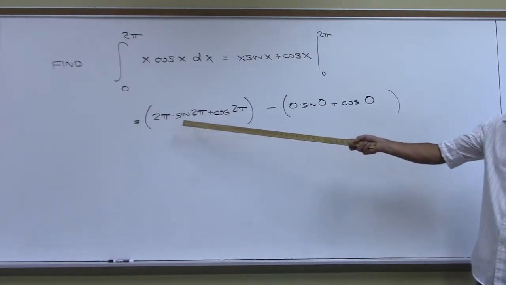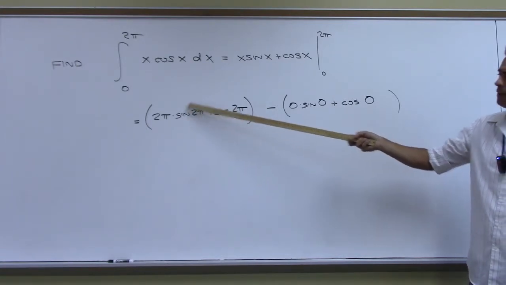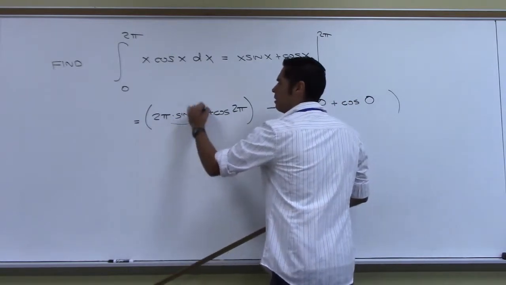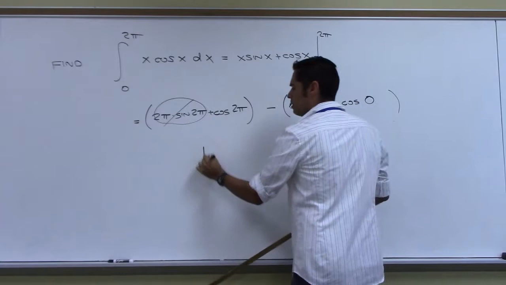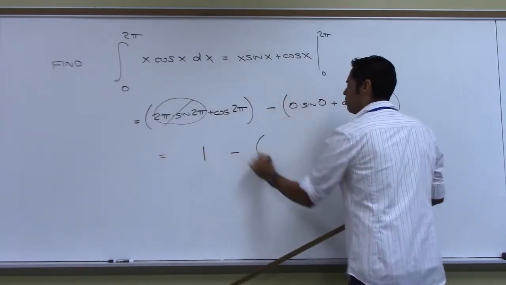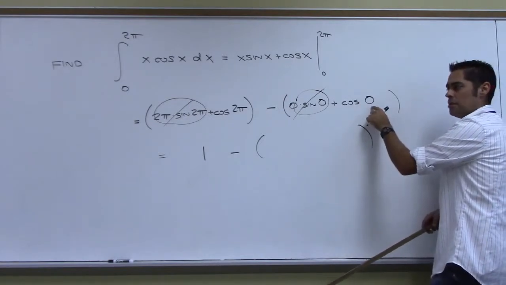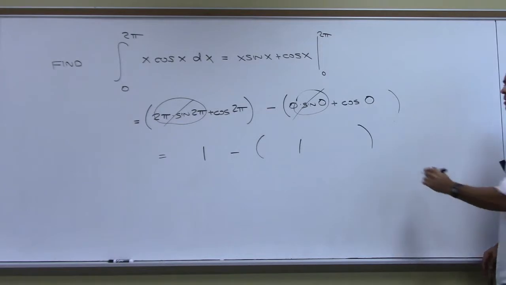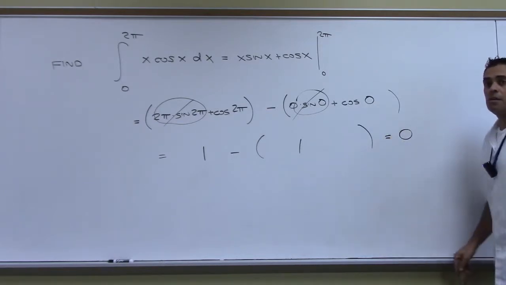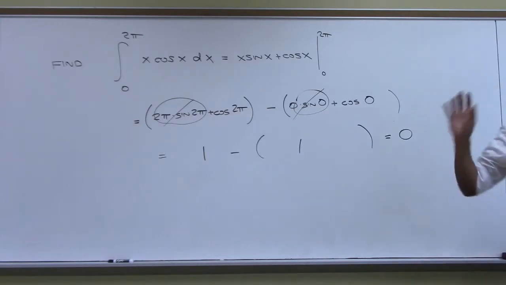What is this? Let's see. What's sine of 2 pi? 0. So that whole first term here is gone. Right? This whole thing is gone. What's cosine of 2 pi? 1. So this equals 1 minus parentheses. This is 0. Cosine of 0 is 1, which is 0. So this one, again, it turned out, and it's just a coincidence, okay?